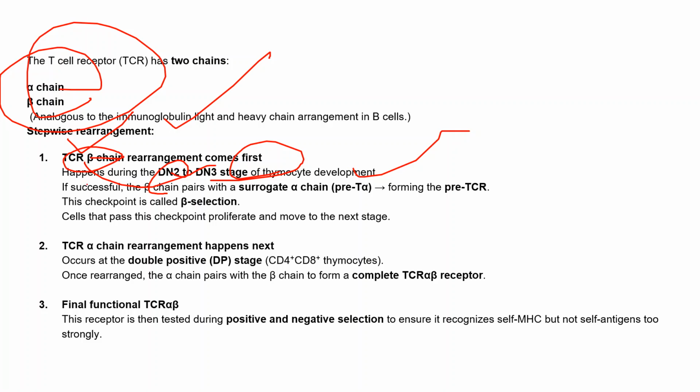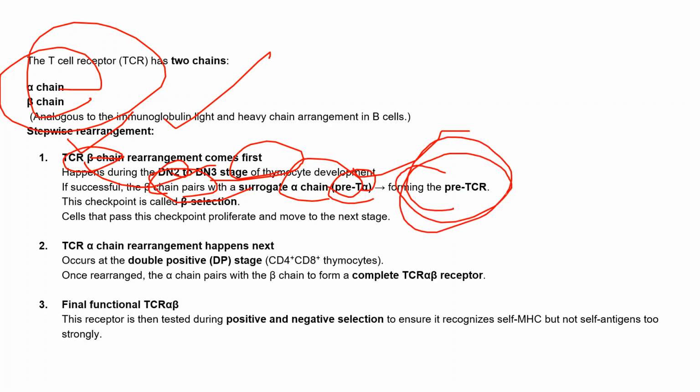If the rearrangement is successful, only then does this beta chain pair with the surrogate alpha chain, pre T alpha, and they form the pre-TCR, that is the pre T cell receptor. This checkpoint is called beta selection, where they can recognize the MHC molecule, right? Once it passes this checkpoint, they proliferate and move to the next stage.